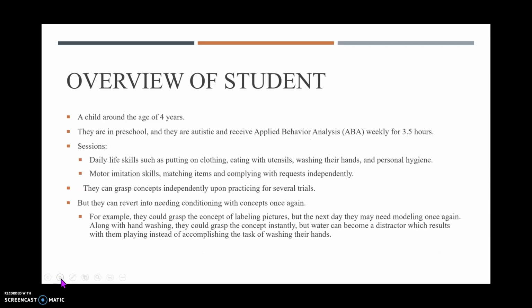Overview of the student. They are a child around the age of 4 years. They are in preschool and they are autistic and receive applied behavioral analysis, also known as ABA, weekly for 3.5 hours. The sessions entail daily life skills such as putting on clothing, eating with utensils, washing their hands, and personal hygiene, as well as motor imitation skills, matching items, and complying with requests independently. They have the ability to grasp concepts independently upon practicing for several trials, but they have a tendency of reverting back into needing conditioning with concepts once again.